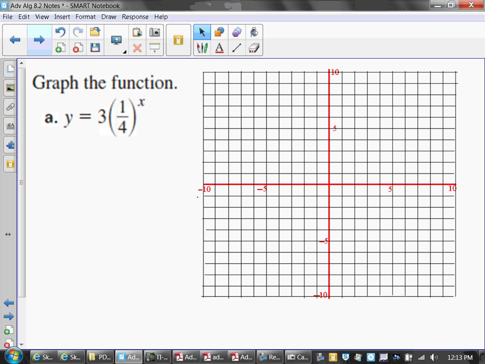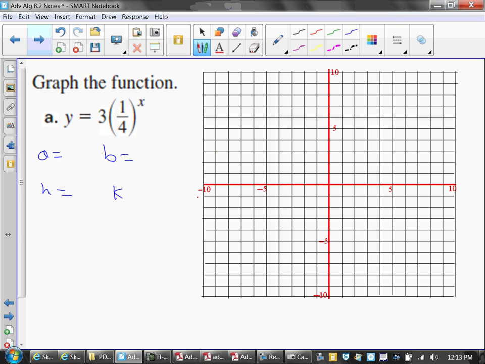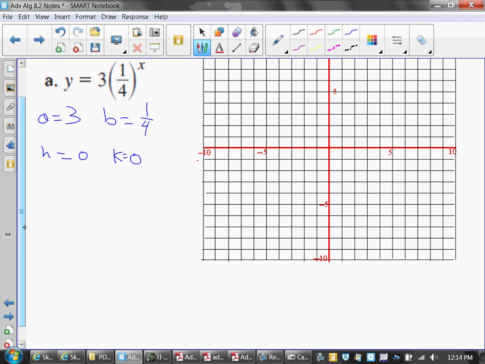So when you go to graph these, remember, just like we had with exponential growth, identify your A, your B, any H's or K's. What's your value of A here? 3. What's your value of B? 1/4. Is there a shift? No. So H and K are zeros. So what you wind up doing is that your parent function, since there's no shift, is this. So it's 3.